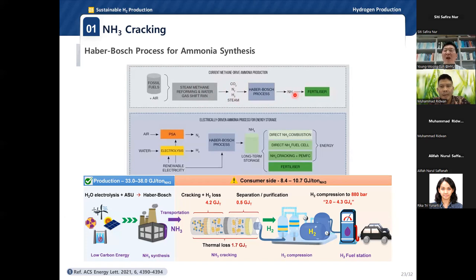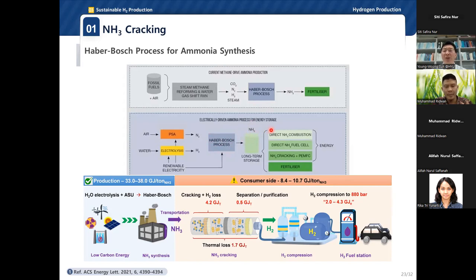That ammonia is now commonly used as a fertilizer. But right now, it's changing because this process is not sustainable. So look at here, air separation is still existing. To make the hydrogen, water will be electrolyzed using renewable electricity. That hydrogen, we call e-fuel. So that hydrogen will react with nitrogen using the Haber-Bosch process. Right now, the efficiency of the Haber-Bosch process is increasing. And after this process, we can make the ammonia.